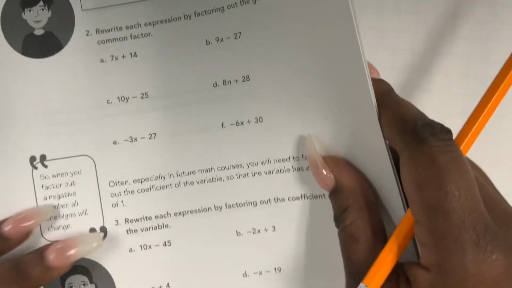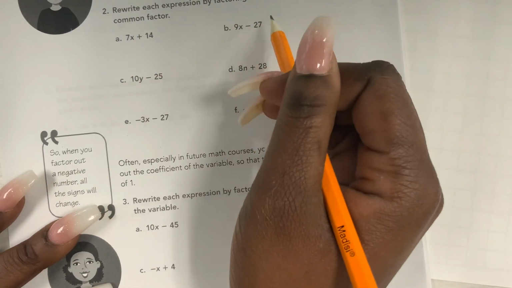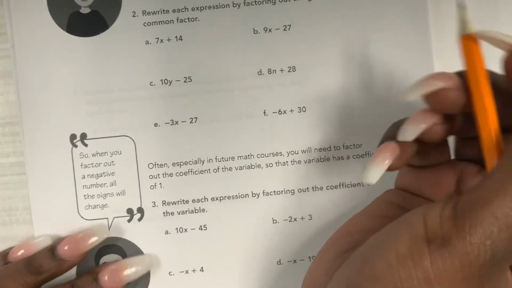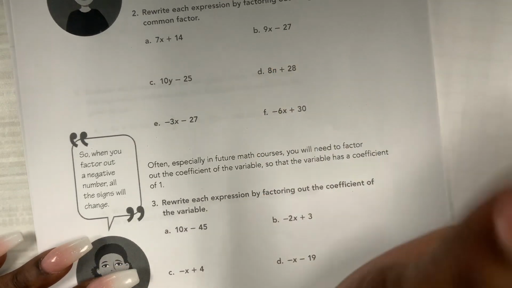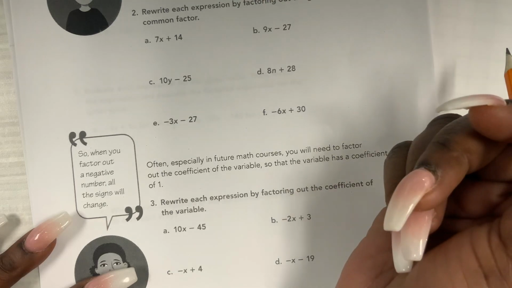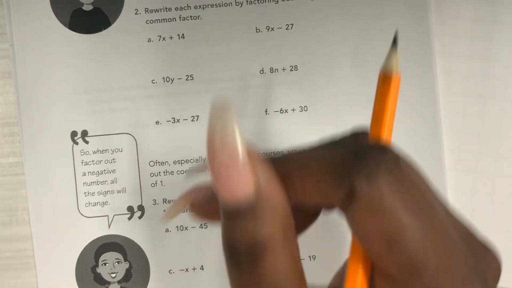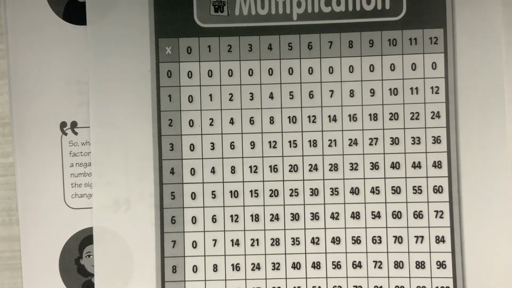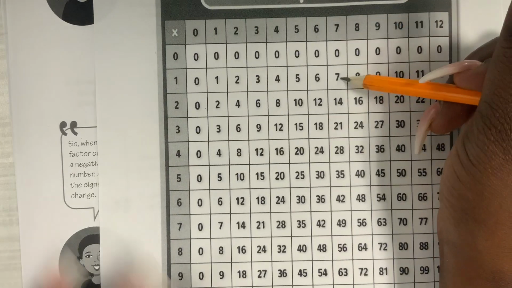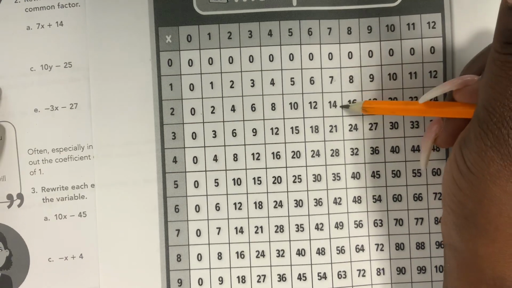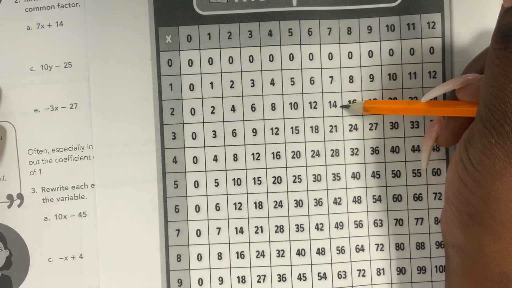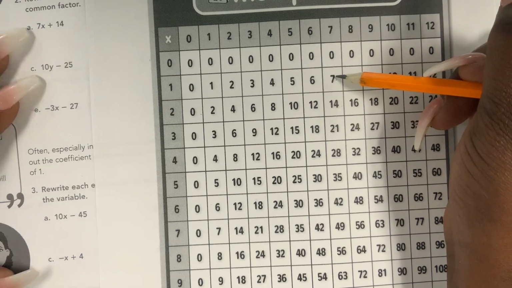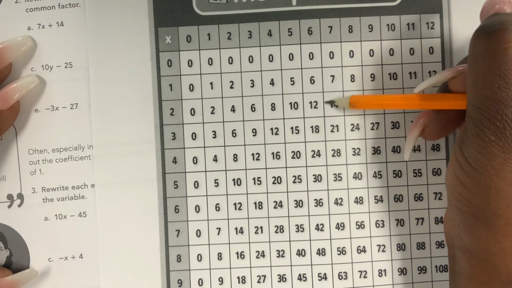I'm fixing to show you. So we're going to rewrite each expression by factoring out the greatest common factor. What I like to do is take the smallest number first. That's not necessarily the best way, but it's the easiest way first. Or I can use my multiplication sheet, which is what I like to do. So I'm looking in the row, since I see 7 and 14 together. That means I have to figure out how many 7s can go into the x, and then how many 14s.